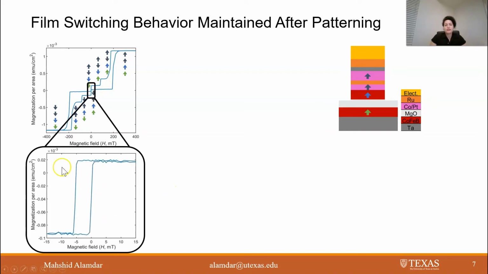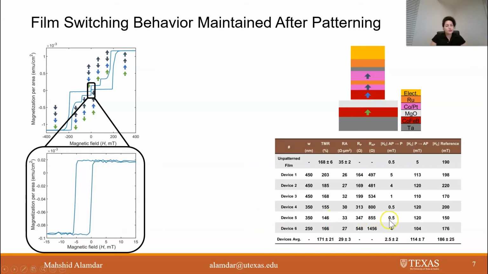This figure shows the minor hysteresis loop of the unpatterned film, where the field is kept low enough that only the free layer switches, as you can see. Next, the properties of 6 prototypes compared to the unpatterned film are summarized in this table. The average device TMR, which is 171%, is close to the unpatterned 168% TMR. The device average RA product, which is 29 ohm micrometer square, is also close to the unpatterned 35 ohm micrometer square RA product. These results show both the TMR and RA product are maintained after patterning.